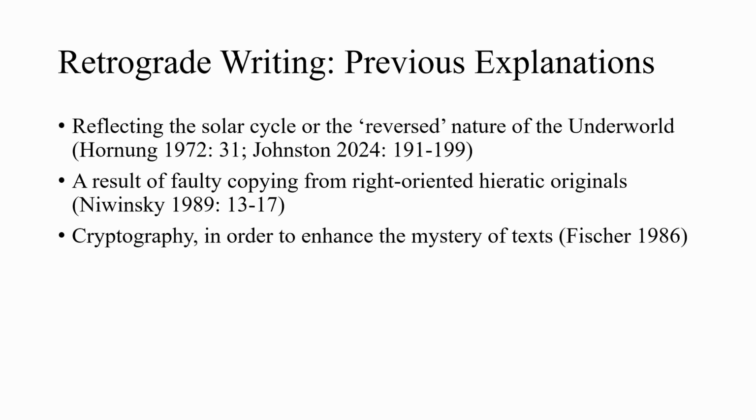Another explanation is that since hieratic, the more cursive script, is always oriented to the right, people would be using hieratic models to write texts, and they would try to keep the orientation. And the explanation usually presents this as a copying error, so they would keep the orientation of the original papyrus. Or retrograde writing could be a kind of cryptography, supposedly, which is supposed to enhance the mystery of the text by making it more difficult to read and then limiting access to these texts.